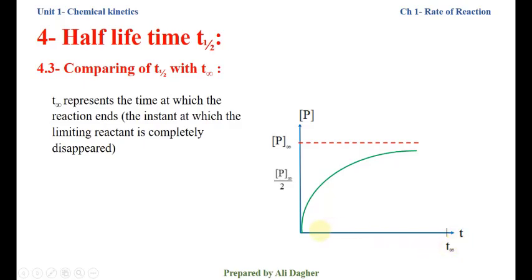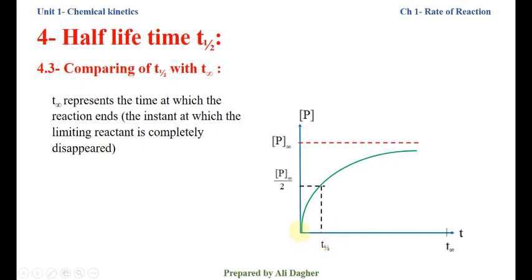The half-life time is determined on the curve by locating the ordinate concentration of product at infinity over 2. Then the abscissa of this point is the T1/2.